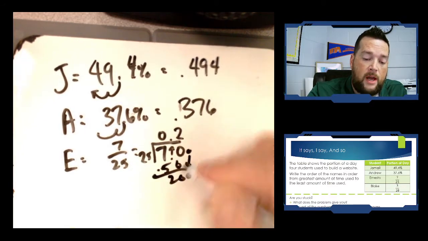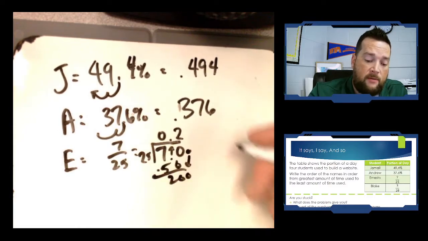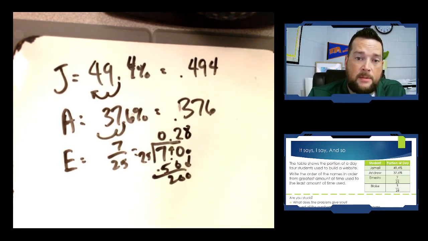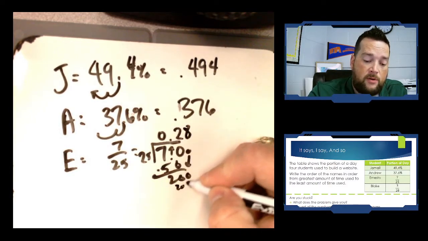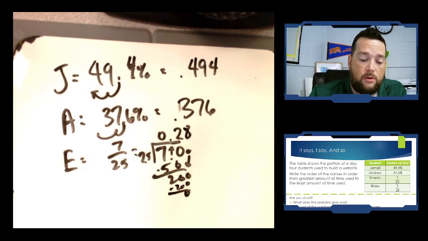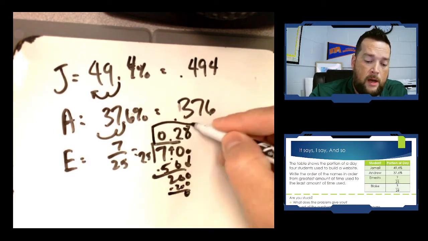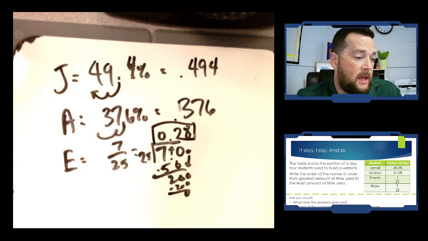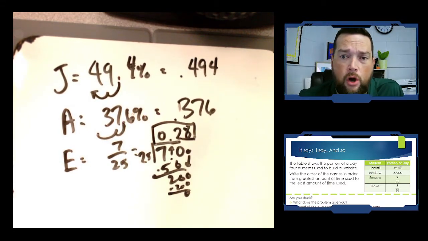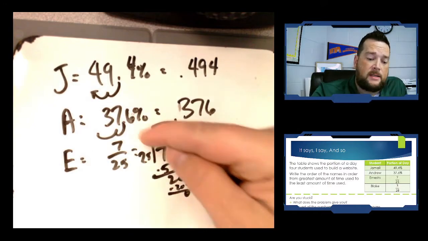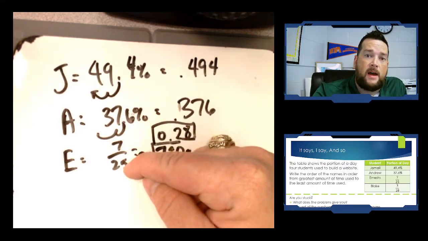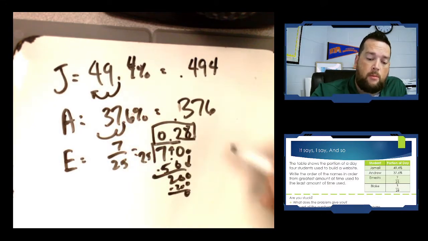and 70 minus 50 is 20, so we need to bring another 0 down to work with it. 25 goes into 200 8 times, because 8 times 25 is 200, and 200 minus 200 is 0, so we have a remainder of 0. We know now that the answer is 0.28. You could also put that on a calculator as 7 divided by 25 just to check yourself, and the answer is going to be 0.28.